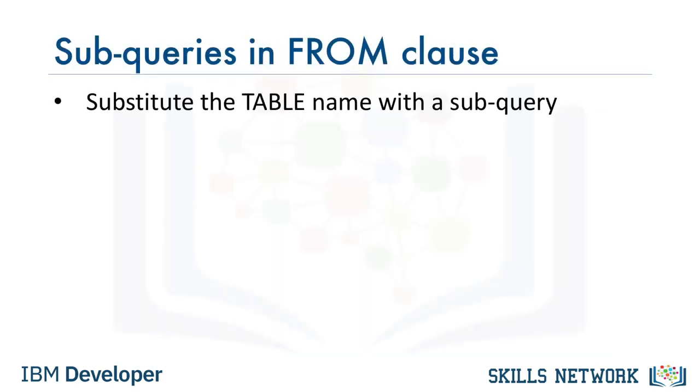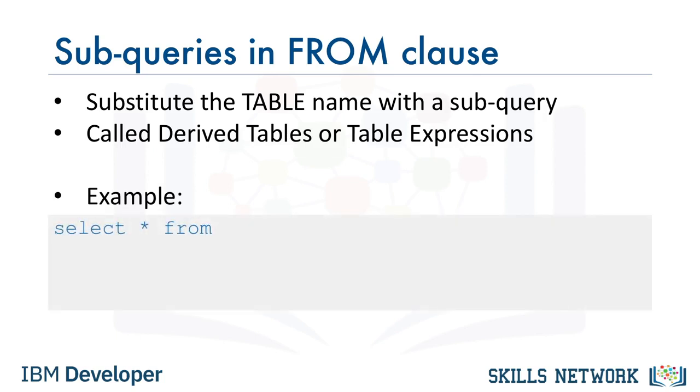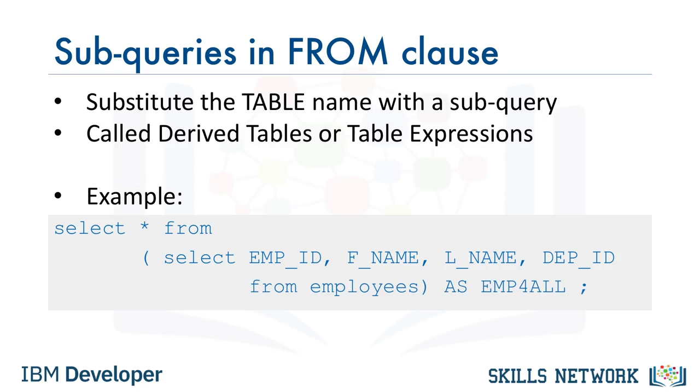Another option is to make the subquery be part of the from clause. Subqueries like these are sometimes called derived tables or table expressions because the outer query uses the results of the subquery as a data source. Let's look at an example to create a table expression that contains non-sensitive employee information. Select star from, select employee ID, first name, last name, department ID from employees, as employee for all.